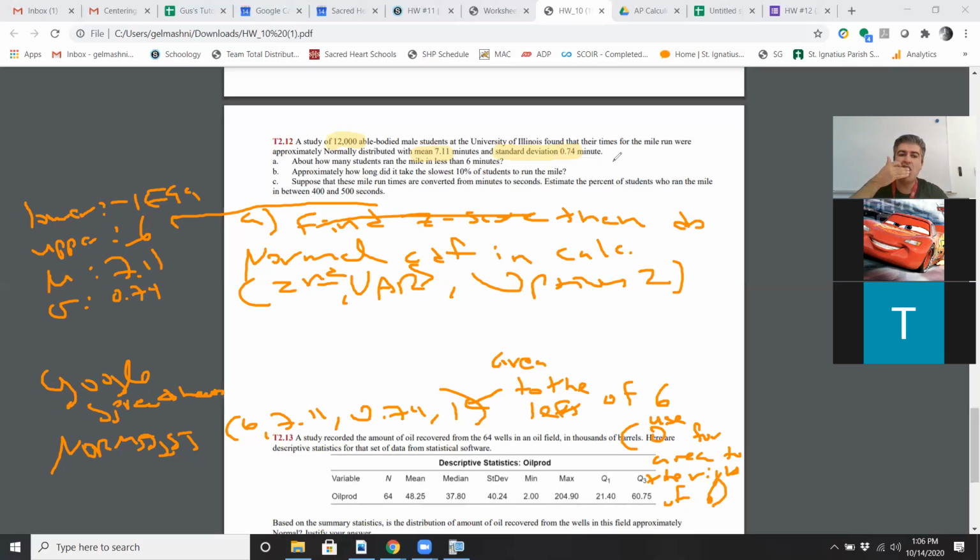Okay. Yes, A, only A. I'm gonna do it right now too. So again, you could do second, vars, option 2. Keep the lower as is, make the upper 6, make the mean 7.11, and the sigma 0.74.